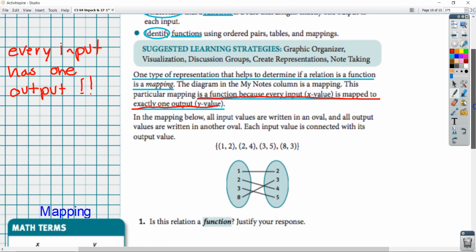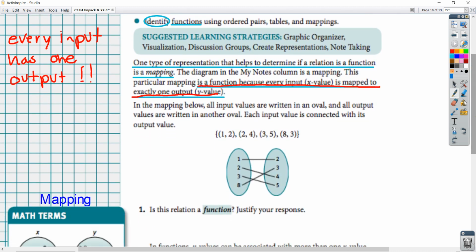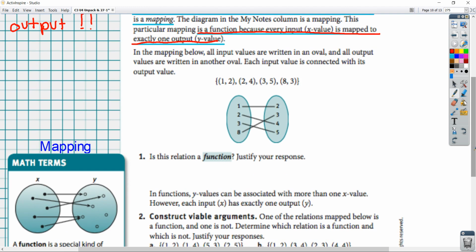In the mapping below, all the input values are written in an oval, and all output values are written in another oval. Each input value is connected with its output value. So 1 to 2, 2 to 4, 3 to 5, and 8 to 3. Is this relation a function? The answer is yes, because every input has one output.